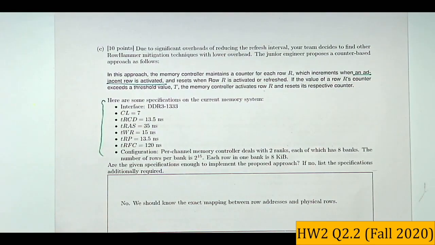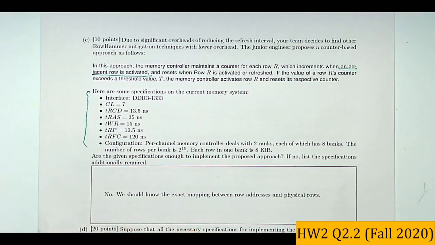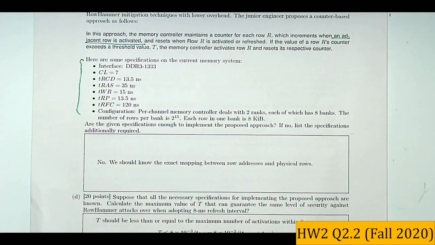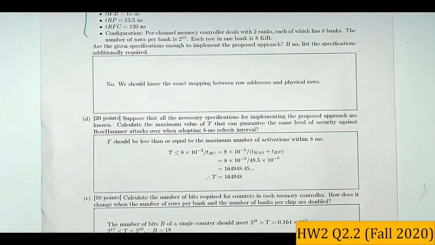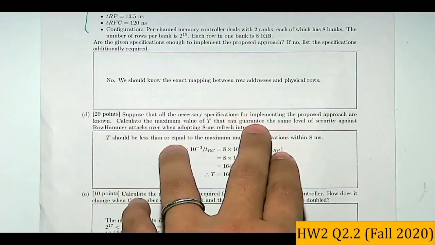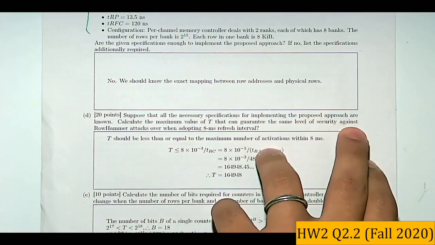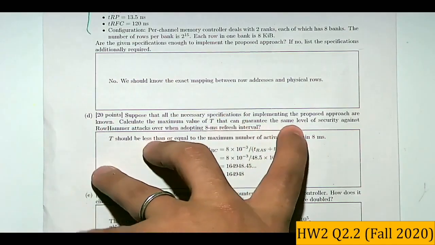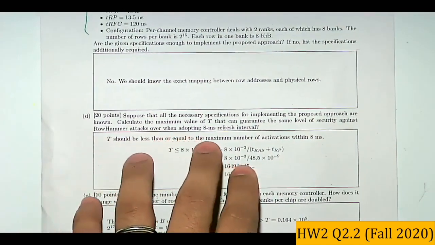What I intended is that if we do something with adjacent rows, we should know where the adjacent rows are, right? But as we covered in our classes, a DRAM manufacturer does not open it. It is normally confidential. So we should know the mapping between row addresses and physical rows. Anyway, suppose that all the necessary specification, meaning the exact mapping between row addresses and physical rows for implementing the proposed approach, is known, and calculate the maximum value of T, the threshold value that can guarantee the same level of security against RowHammer attacks as when adopting 8 millisecond refresh intervals.